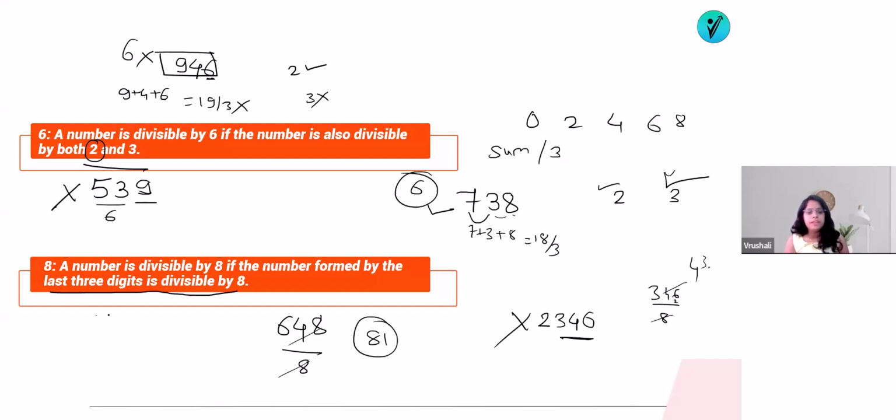Okay. Suppose I take the number 5048. Now we'll check the last 3 digits. 048 is divisible by 8, 8 6s are 48, which means this whole number is divisible by 8. That's it. So you just have to check the last 3 digits.